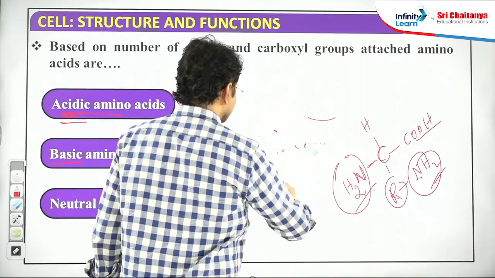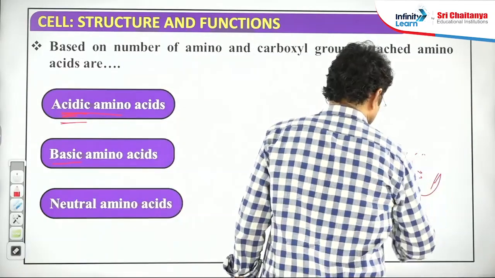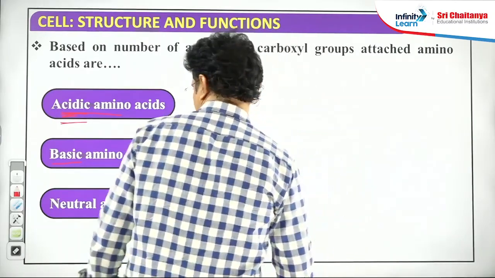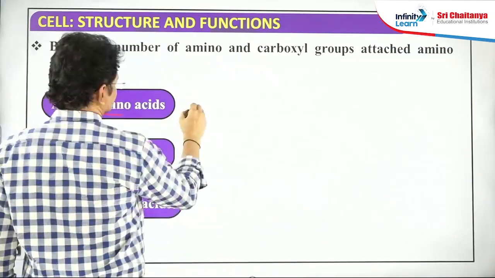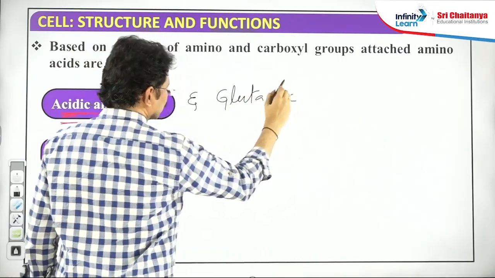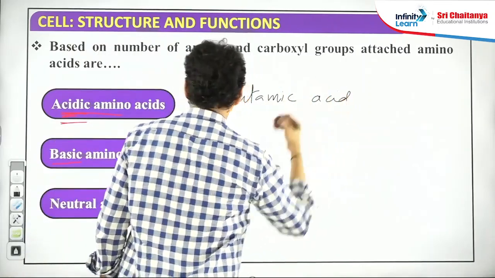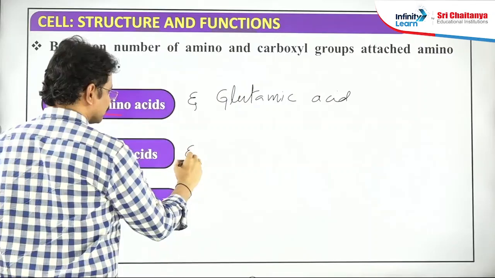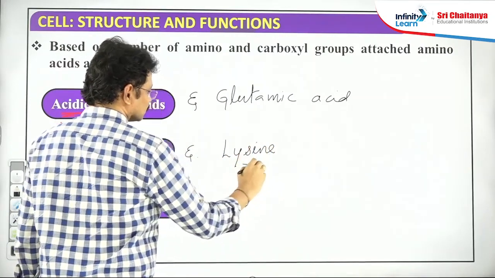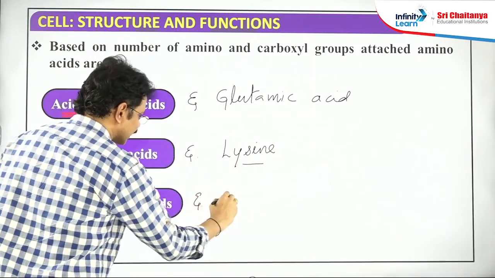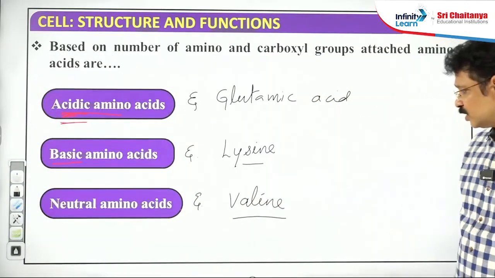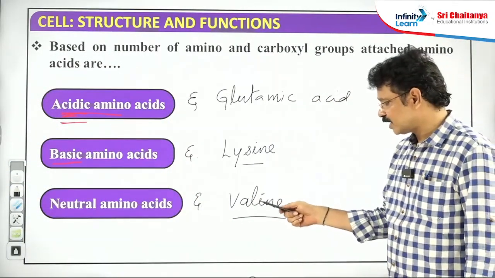It is also essential to learn examples for these three types of amino acids. Glutamic acid is a good example for acidic type of amino acid. Example for basic type of amino acid: lysine. Example for neutral amino acids: valine.